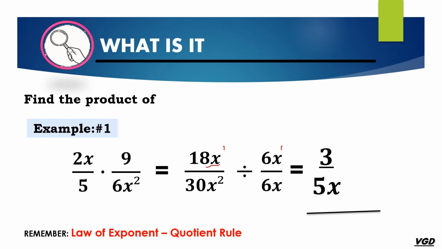So for the denominator, applying the same rule, we have here x squared minus x to the power of 1. So we will get x to the power of 1, or simply just write x. But if you subtract the exponents and the number is negative, just put the whole term in the denominator and make the exponent positive. I hope you were able to get it. Now let's proceed to the next number.